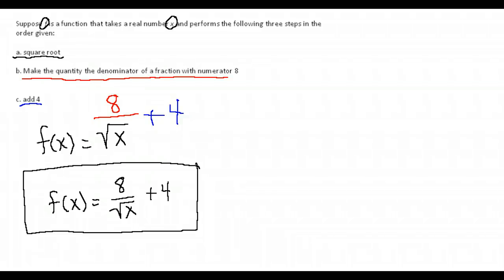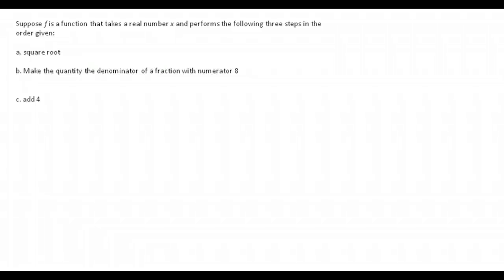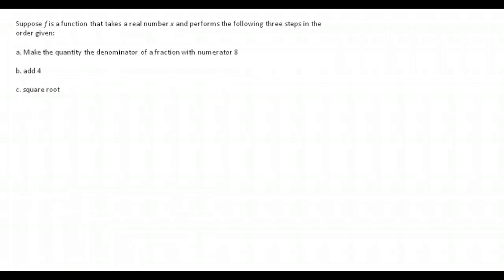And we have one more example here that just switches the order of our steps, just so you can see what it looks like when those steps change. All right, so again, we're given the same instructions. Our function name is f. We are using x as our variable. We start with the first step. So we go ahead and say, well, f of x is equal to, the first step makes the quantity the denominator of a fraction with a numerator of 8, our quantity being x, because that was our variable. Okay, 8's in the numerator, x is in the denominator.